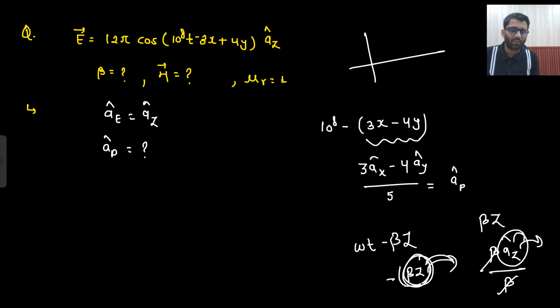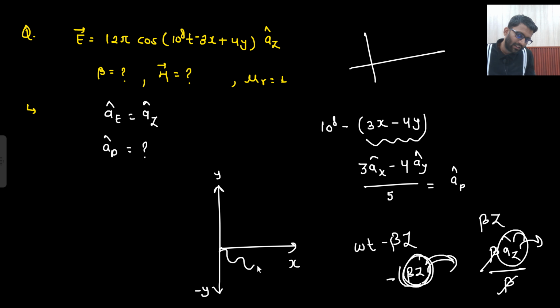So how is your EM wave traveling? If this is your x and this is your y, then this will be your minus y. So the EM wave is traveling in this direction, and your electric field is along the direction of z. You can also make it in 3D, but basically it is traveling in this direction. It is tough to visualize, but you can at least know that it is going in this direction.